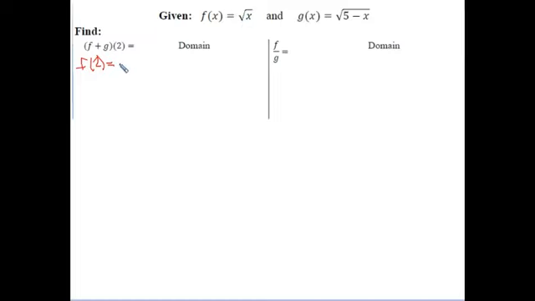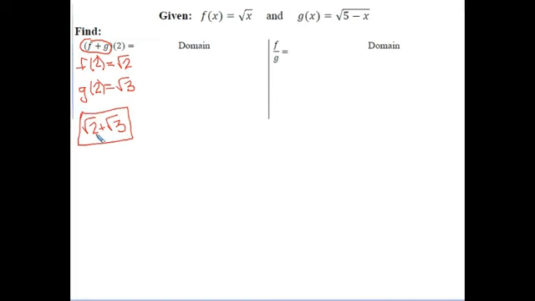If we put 2 in for our square root, it's just the square root of 2. But now, if we find g of 2, 5 minus 2 would give us 3, so we'd have a square root of 3. But this notation is telling us to add our answers together. So if we take our f answer plus our g answer, we're going to have the square root of 2 plus the square root of 3. Alright, and that's all we can do.